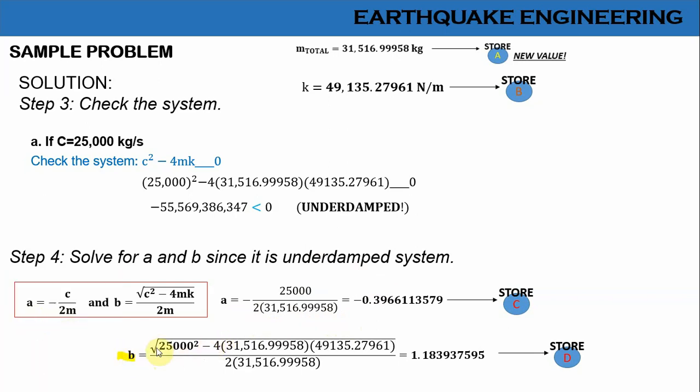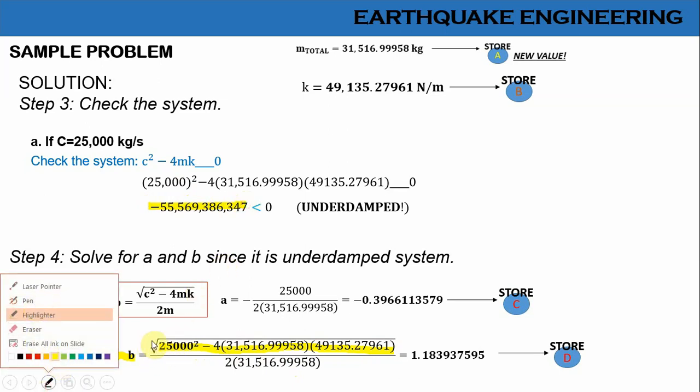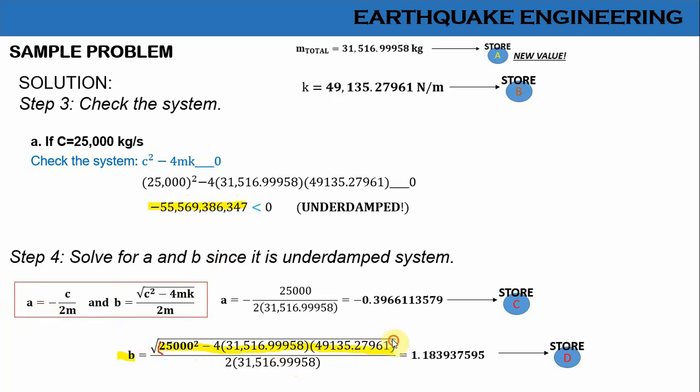Then letter B. Okay, for letter B, the square root of 25,000 squared minus 4 times A times B, over 2 times A. Now you know that the value here is negative. Since it is negative, multiply what is inside by negative 1, so that the inside becomes positive, otherwise it will be a math error. We get 1.183937595.